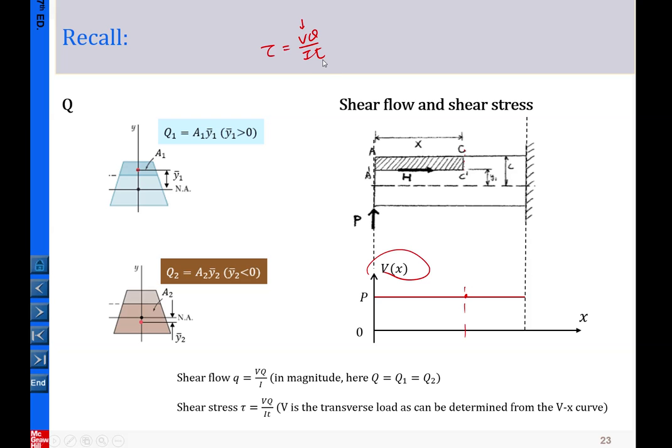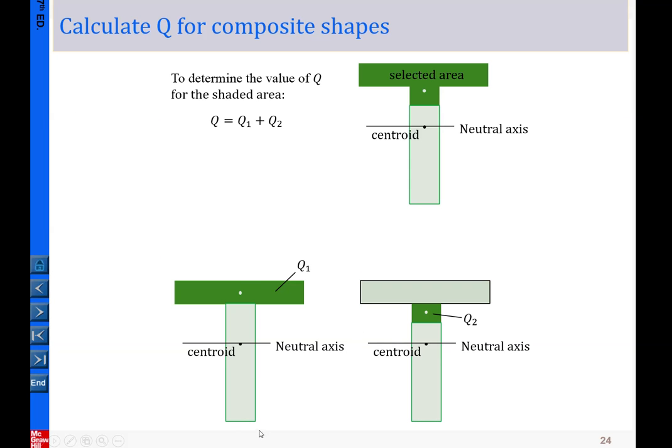And what is T? T is here, the level you selected, and this is the width of the level in the cross section. So that's T here. Okay. And I is the moment of inertia of the entire cross section with respect to the neutral axis. So keep this in mind. And then here we have the shear flow VQ over I and the shear stress. We're going to exercise the two equations.